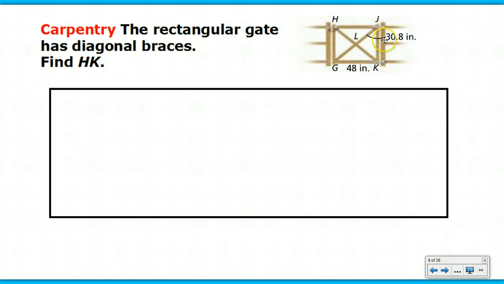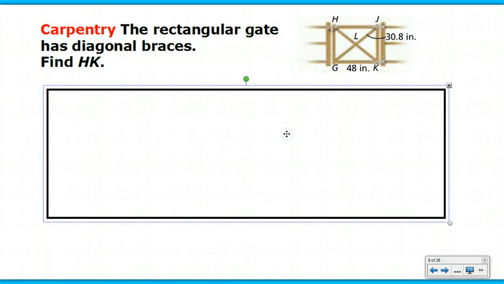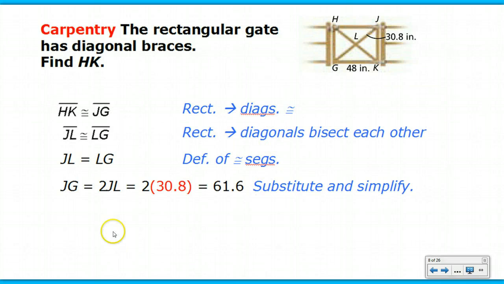So you probably have 30.8 times 2, or 61.6, right? 61.6. And here you can pause and take a look at this proof. I'm sure it matches what you have come up with.